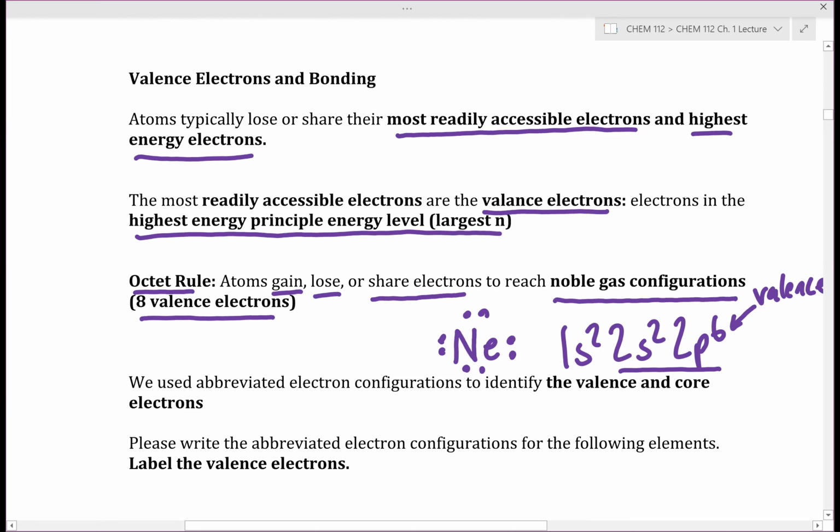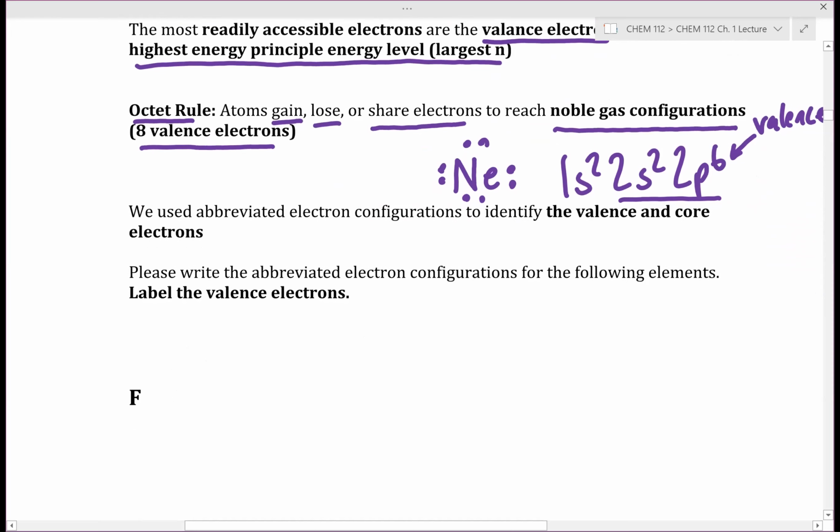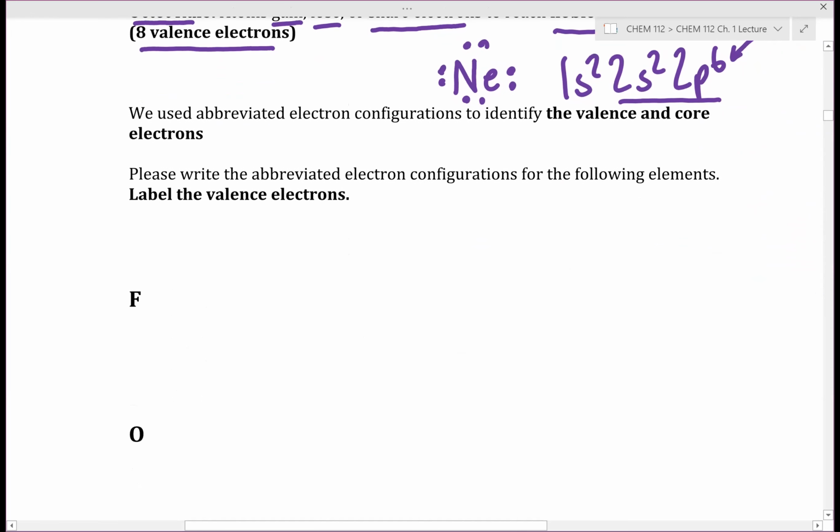Now, in order to help us easily identify our valence electrons, what we like to use are abbreviated electron configurations. These help us identify the valence and core electrons. In abbreviated electron configurations, what we try to do is summarize all of our core electrons using a common noble gas. I'll show an example for fluorine just to illustrate this idea.